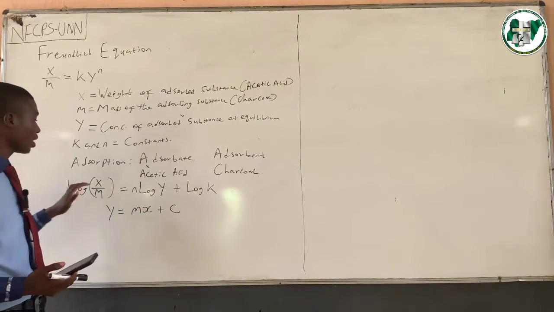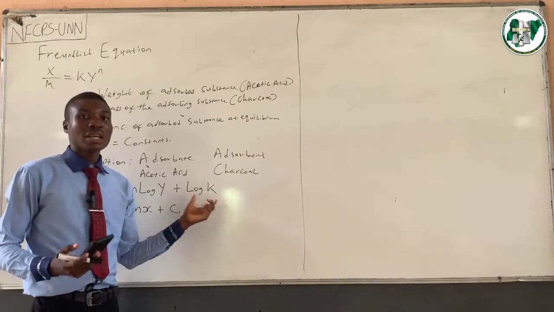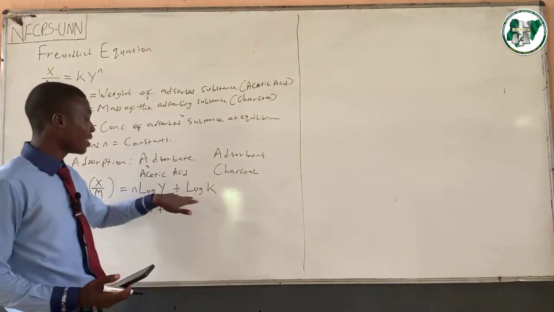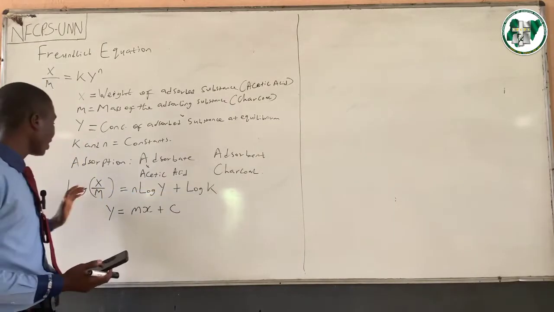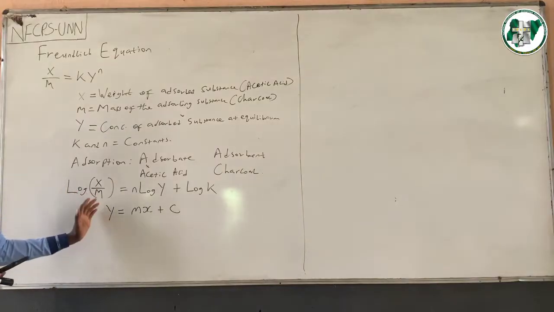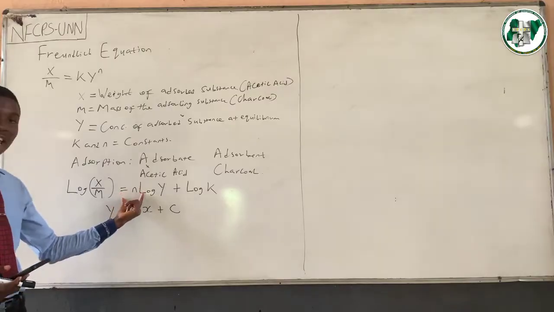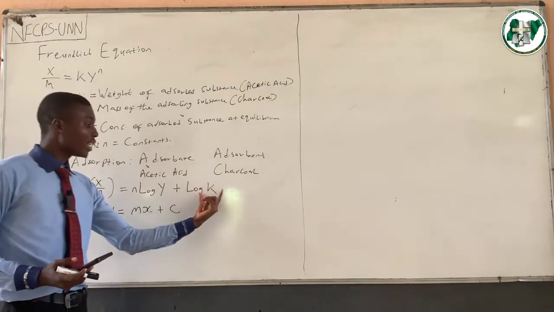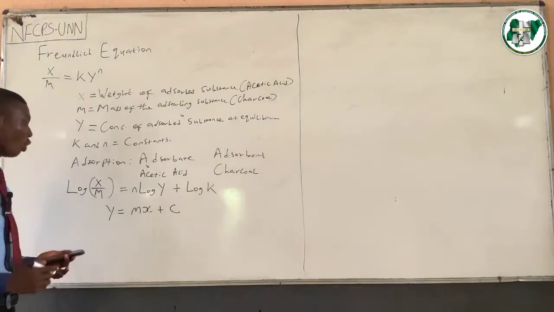So it means that if you plot a graph of this against this, your intercept is going to give you log k. The implication is that when you take the antilog of your intercept, automatically you're going to get your k. So via plotting a graph of log x over m against log y, we can get the constant n and the constant k. And that is what this experiment is all about.